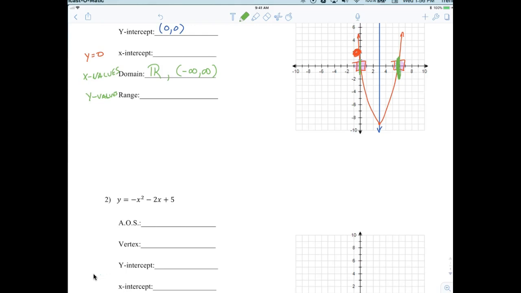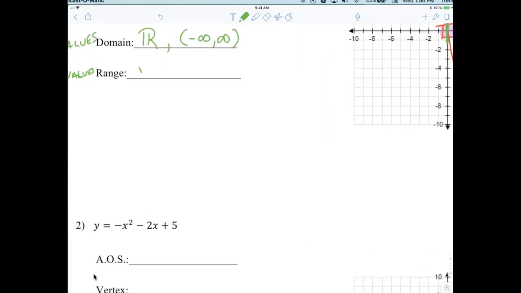Because I have arrows going up. Now, how far down can I go? I stop at -9, and then I go what? Back up. So the answer to the range is this. Y is greater than or equal to -9. That's one way of writing it. The other way I want you guys to know how to write it is you would say bracket -9 to infinity. All right? That would be the range.